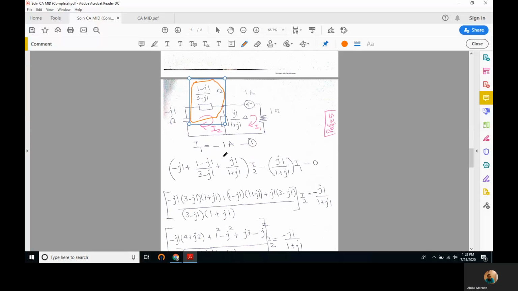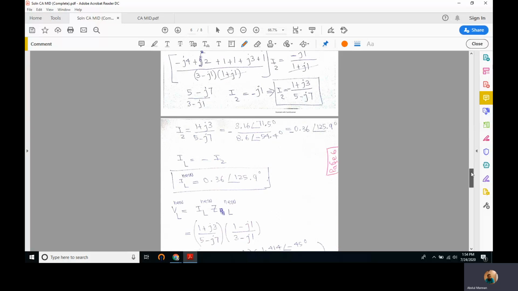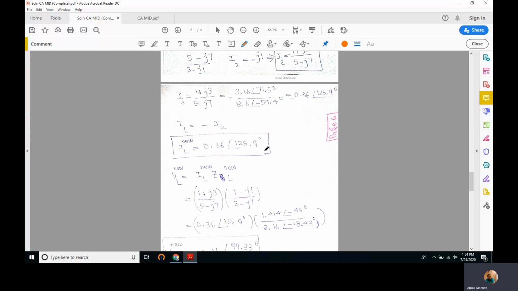So for I1, once again we apply the loop analysis. I1 is -1, and a current I2 flows through all these impedances. I2 flows clockwise and I1 flows counterclockwise. We put the value of I1 here and solve it using complex algebra until we reach a new value of IL, that is 0.36 at an angle of 125 degrees.